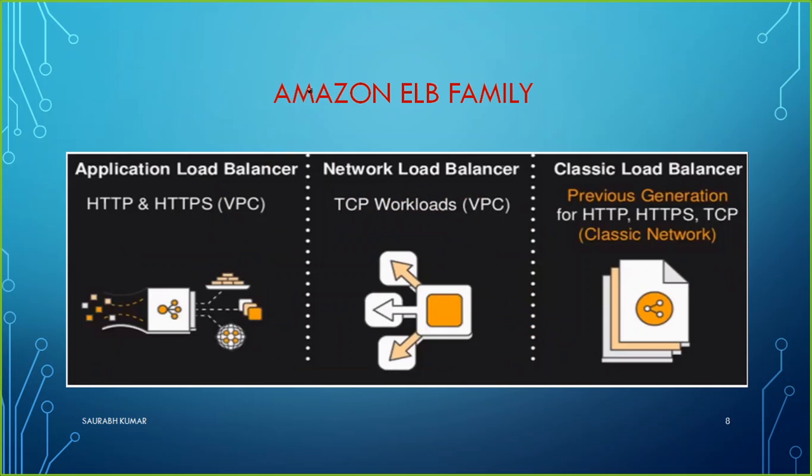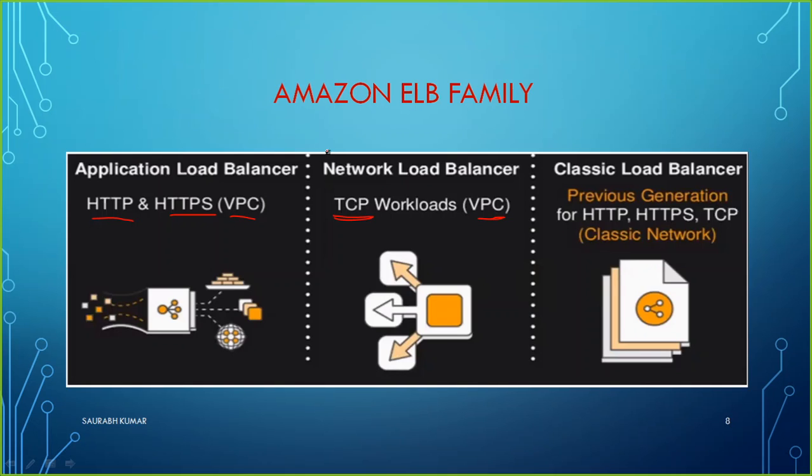Next thing here, you see the Amazon ELB family. There are three families. One is the application load balancer, and the network load balancer, these two I have already explained. The application one uses HTTP or HTTPS within the virtual private cloud, and the network one uses TCP within the VPC. The third category, the classic load balancer, is the previous generation for HTTP, HTTPS and TCP. It works for all of them together and it is for the classic network.